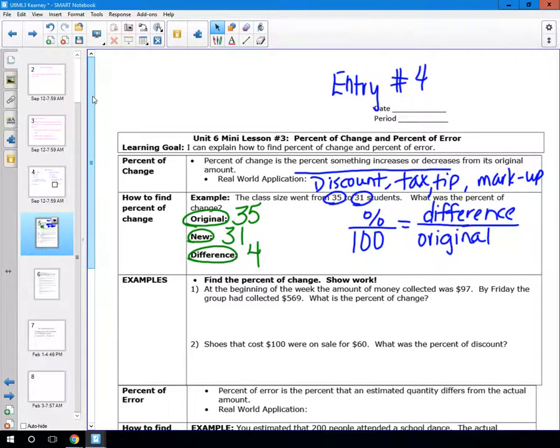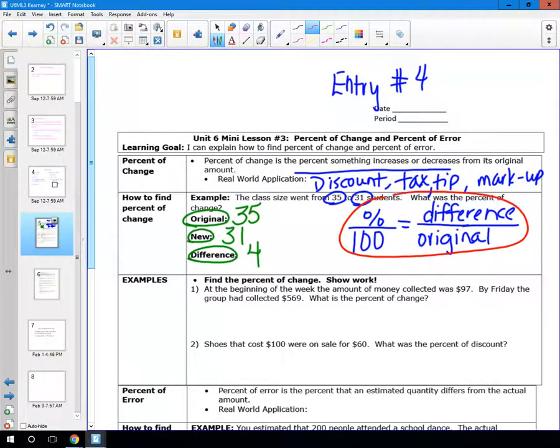We're trying to find out what percent did it change. So we're going to use this right here that Ms. Kearney just told you about. So since we don't know the percent, what are we going to put over 100? That's right, we're going to put X over 100 equals, and now remember we're trying to compare how much did it change to the original. So the difference we said was 4. And how many students did we originally have in the class? We had 35.